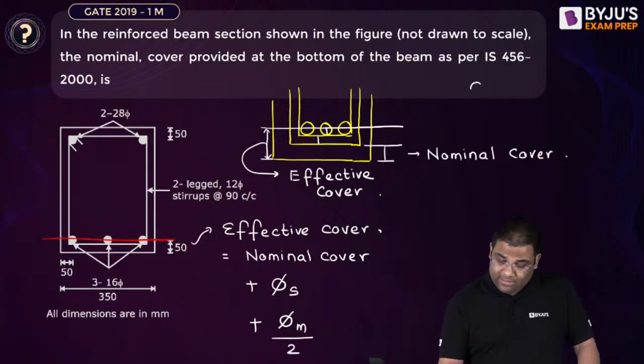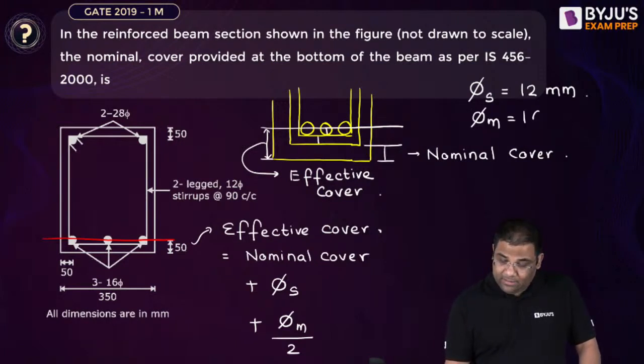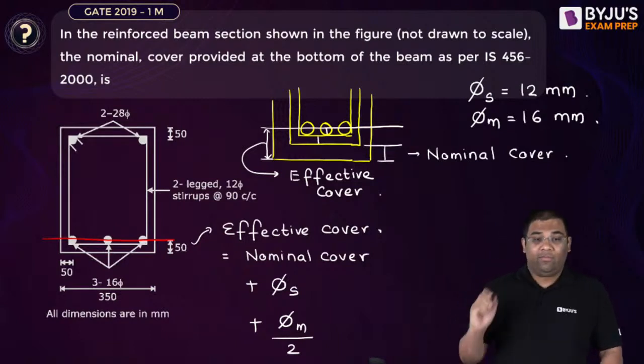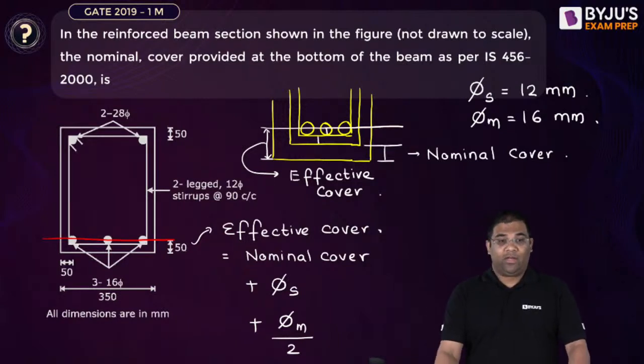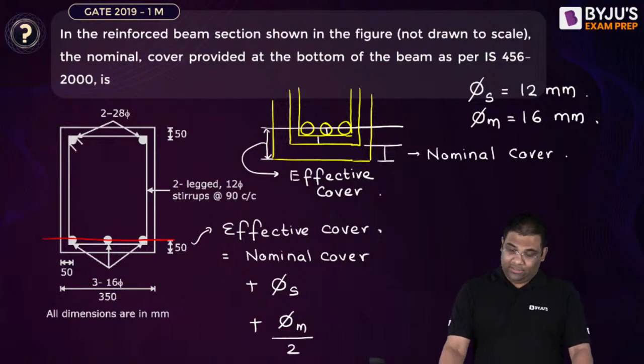Because you see, what is the dia of the stirrup given? It is given 12 phi, so 12 mm, right? And what is the main steel dia? The main steel dia is 16 mm, right? So tell me, what is the nominal cover from this? Please tell me the answer.